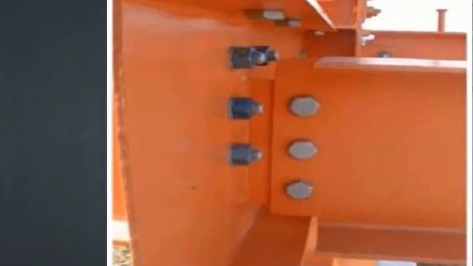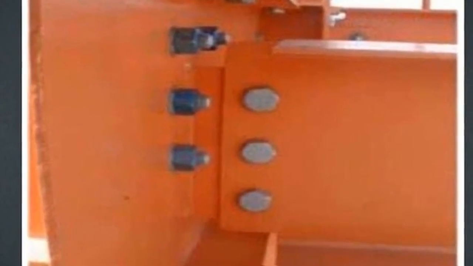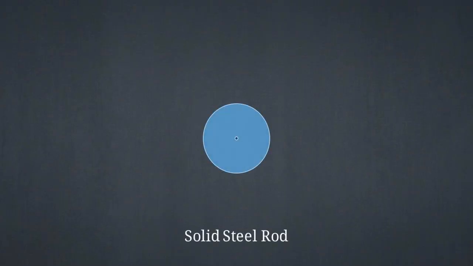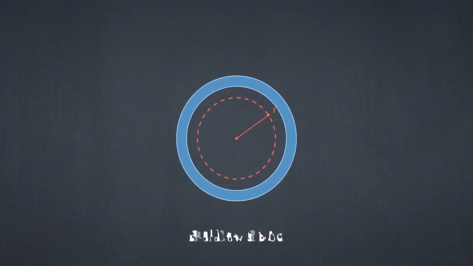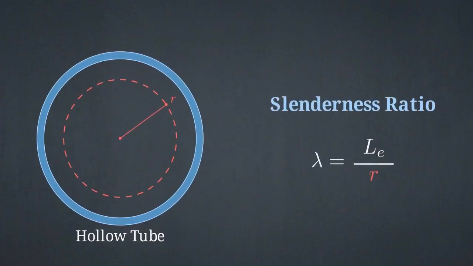Beyond the outer boundaries, we have to look inward at the column's cross-section. The internal shape of the metal is the next critical variable. A solid steel rod bends easily under pressure, but reorganizing that same metal into a hollow tube, pushing it outward, multiplies its geometric stiffness. We combine effective length and cross-sectional shape into a single metric, the slenderness ratio.